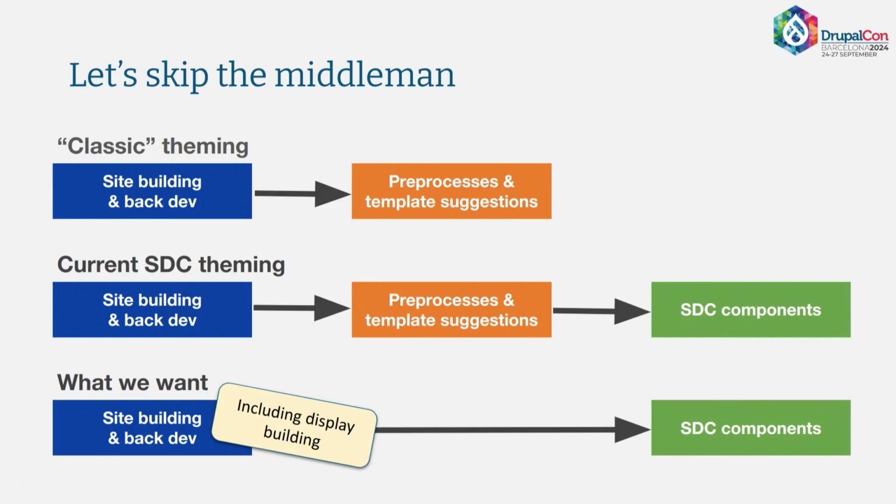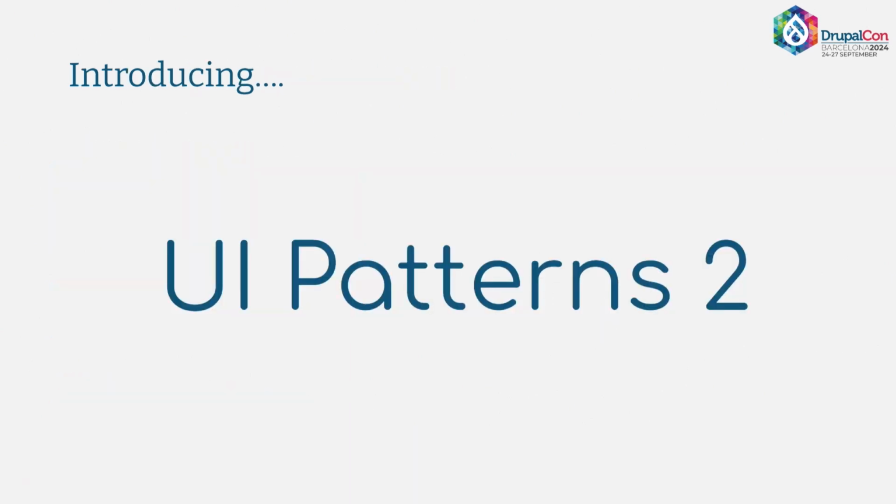So what we propose with pattern 2 is to skip the middleman. So we have the classic theming, we have the current SDC theming, better, not great, better. And what we want is to remove those templates and plug directly the SDC component to the Drupal app, leveraging the display building ability. We have many display builders in Drupal. We have to use them with SDC component. So UI pattern 2 is here.